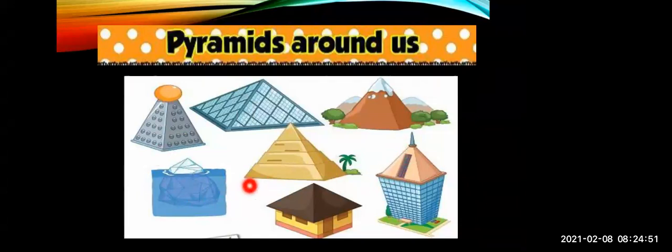So all these are examples. See the roof of the house. So all these are examples of pyramids. Very good, well done. Now you have to match some shapes, okay?